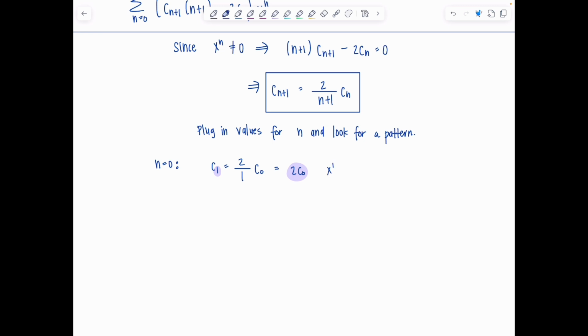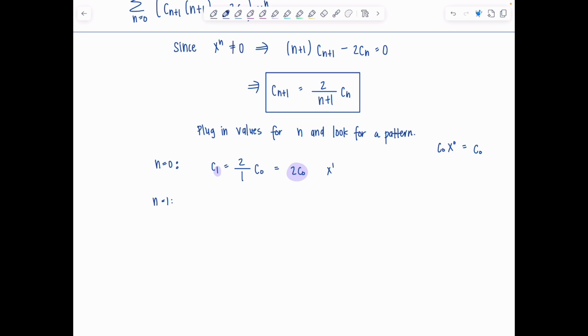And then I haven't listed out c naught by itself, right? But that would go with x to the 0. So it's just going to be c naught. That doesn't match what n is, right? Because this is c sub n plus 1. So just wanting to point that out. Okay, keep going. We don't know the pattern yet. We've got to crank this out for a little bit.